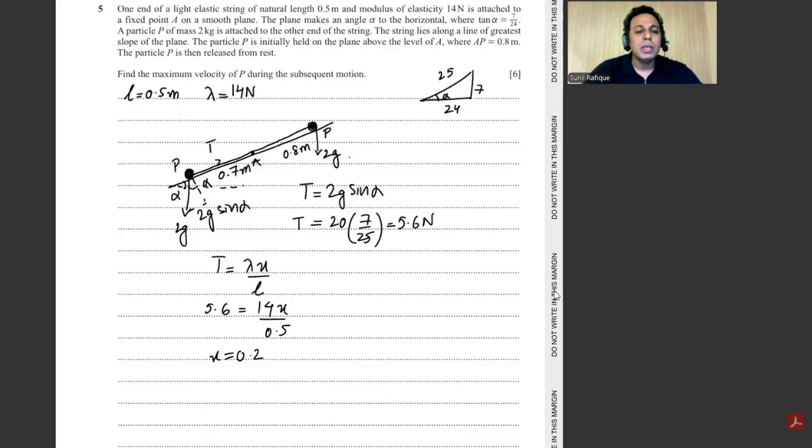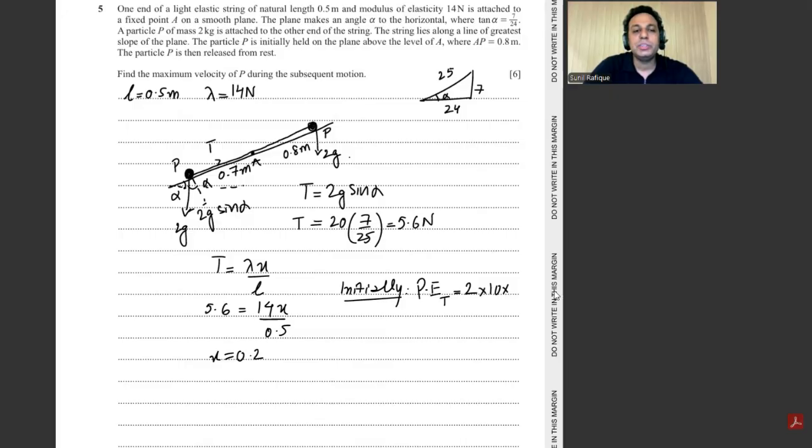Okay, so now how do we calculate the velocity? We're looking for the maximum velocity, so we need to figure out all the energies in the system. Initially, let's just check what's going on. No kinetic energy, but the potential energy at the top, let's call this T, is going to be mgh, which is 2 times 10 times h.